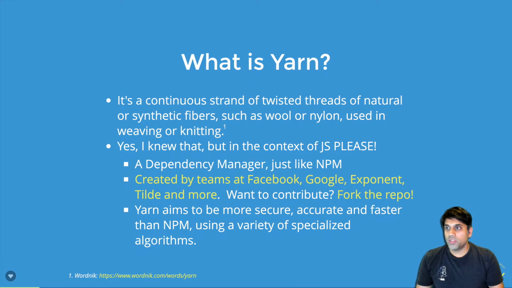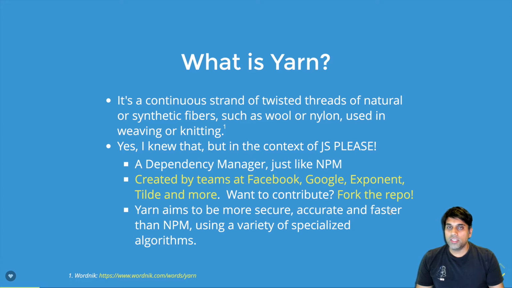So what is Yarn? Other than strands, synthetic fibers, nylon, and wool that you might need for clothing, in the context of JavaScript, it is a dependency manager, just like NPM. It was created back in 2016 by teams at Facebook, Google, Exponent, Tilde, and more. If you want to contribute to it, you can fork the repo, and you can click the link in the slides afterwards.